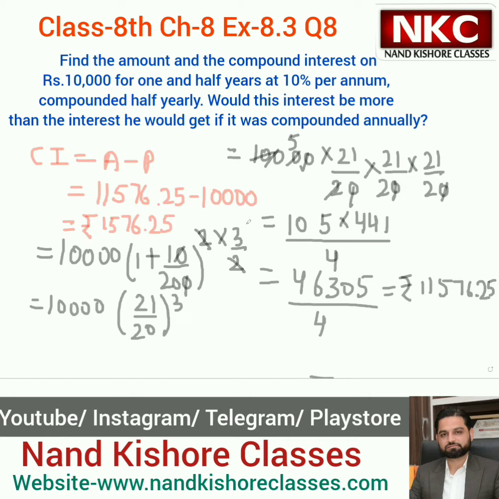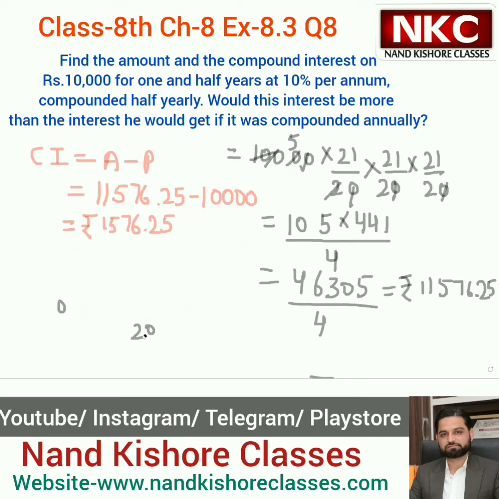This is how we are done with the first part. Half of the question is done. But if we continue and read the question, would this interest be more than the interest he would get if it was compounded annually? They're asking: this is the compound interest you have gained in 1.5 years when compounded half yearly. Now, if it is compounded yearly, what would be the interest, and which one will be greater? That's what we need to do now.